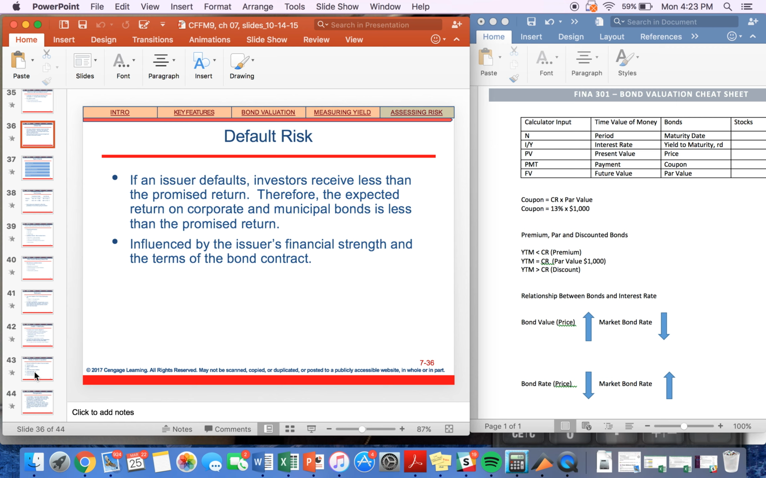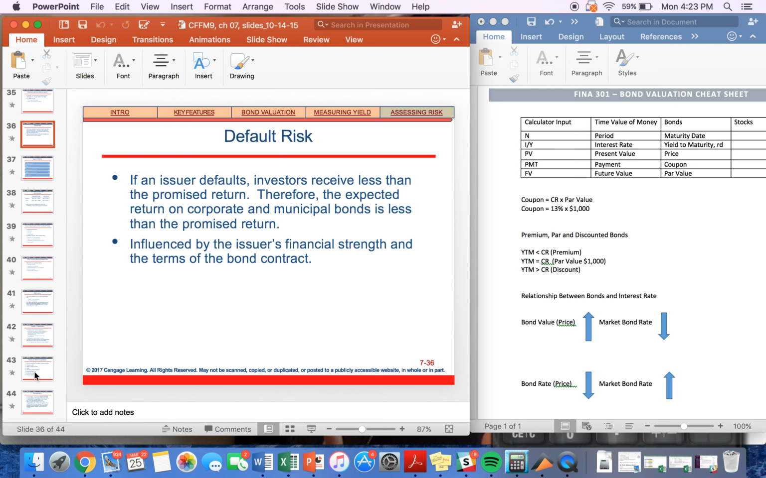So default risk is important because it's influenced by all sorts of things. It's influenced by the issuer's financial strength. It's influenced by the economy. It's influenced by the industry. It's influenced by the terms of the bond contract. So that's what we're going to break down here and briefly talk about. Your book breaks it out more than I probably will, but just on a high level, we'll talk about some of that risk.